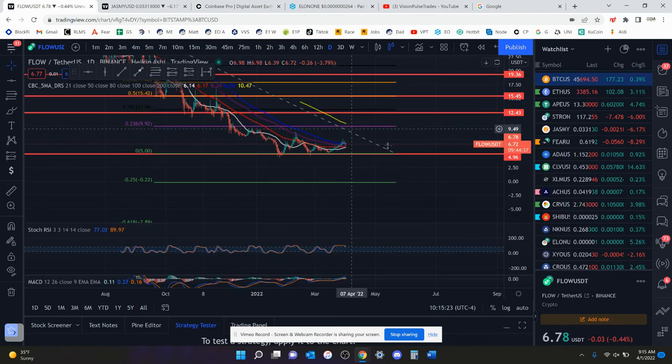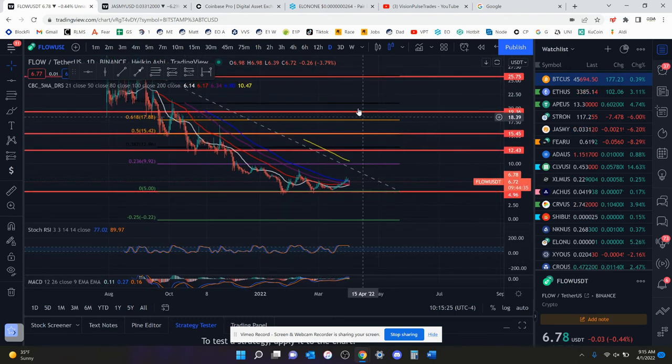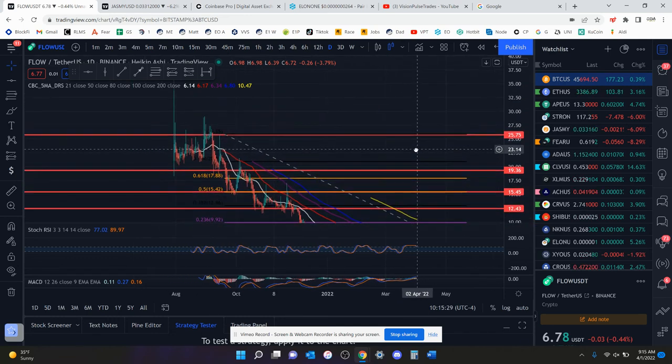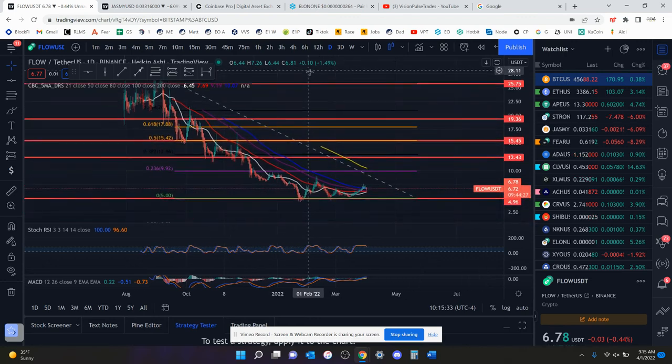I do think flow is going to have a nice rally back up to all-time highs, especially if Bitcoin makes a new all-time high. I think any coin that has real value is going to make a new all-time high if Bitcoin gets back to $70,000, which will happen this year, in my opinion.